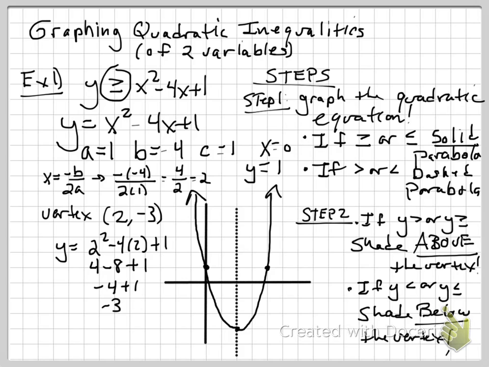So let's check out what we have in our example. I go back to my inequality, which was y greater than or equal to. Since that fits this first case, I know I'm going to shade above the vertex. So what does that mean? Well, since this is my vertex right here, anything above it is up above. So that means I can shade anything inside of this region here. Maybe I can make this a little bit thicker. There we go. So I can shade anything inside of this parabola.